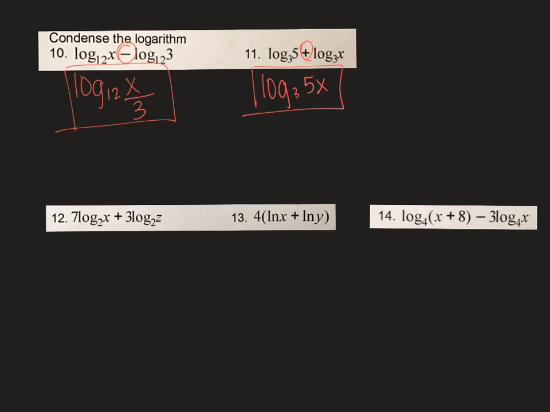So let's look into something with a little bit more going on. 7 times log base 2 of x plus 3 times log base 2 of z. So we got to bring this 7 back as an exponent, this 3 back as an exponent. So log base 2 of x to the 7th plus log base 2 of z cubed. And then the plus sign, we're going to multiply. So log base 2 of x to the 7th times z to the 3rd.